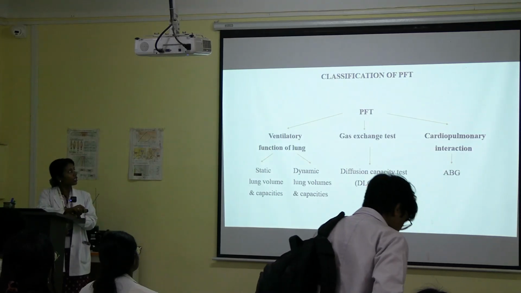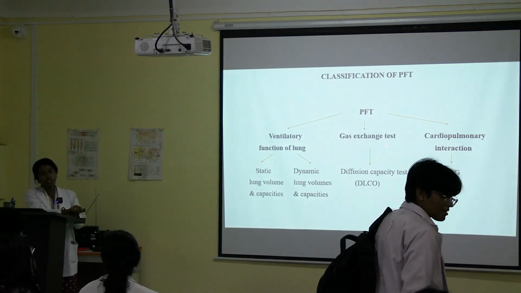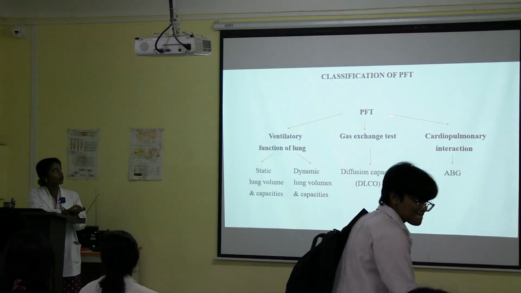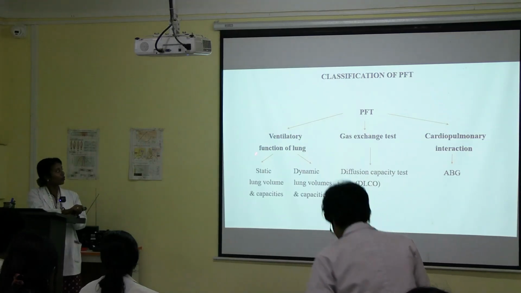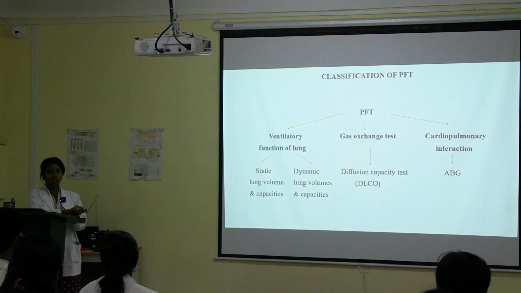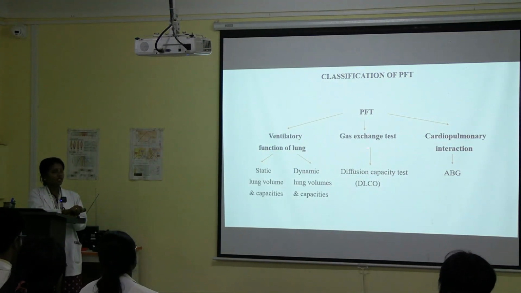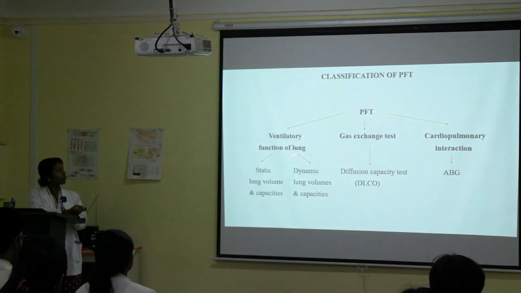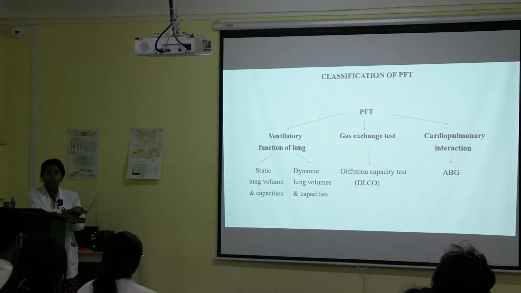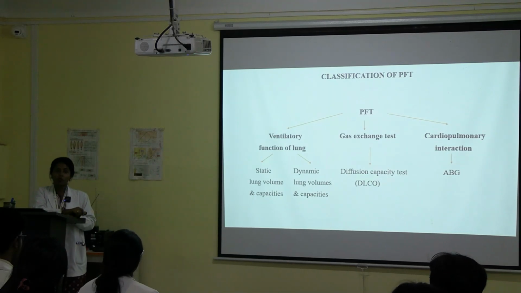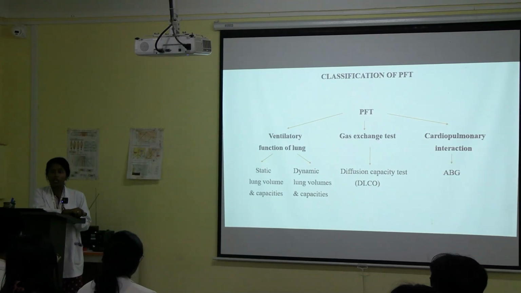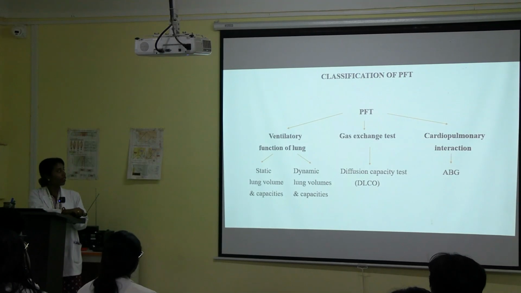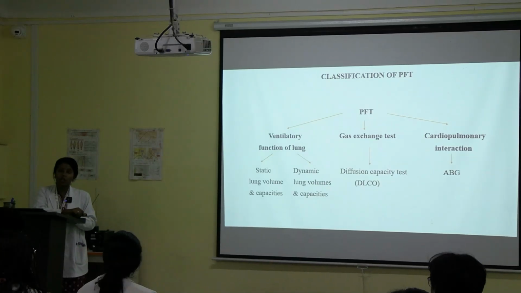So this is the brief classification of how we can classify the pulmonary function test: based on ventilatory function, then gas exchange test, then cardiopulmonary interaction. In ventilation, we'll be learning about the static lung volumes and dynamic lung volumes and capacities. So what do you mean by static and what do you mean by dynamic? What is static?